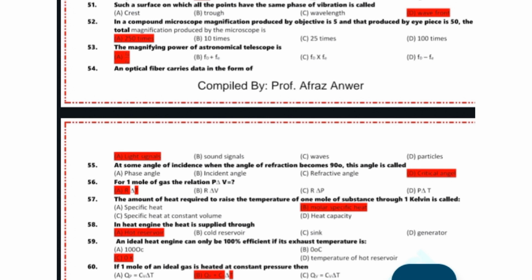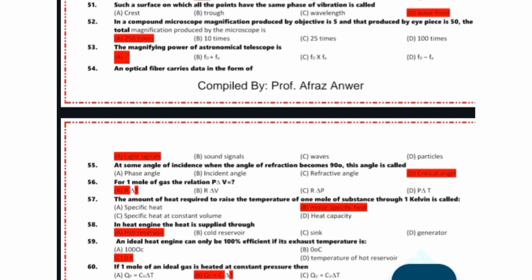An optical fiber carries data in the form of light signals. At some angle of incidence the angle of refraction becomes 90°. Then this angle is called the critical angle. For 1 mole of gas, the relation P ΔV = R ΔT holds.